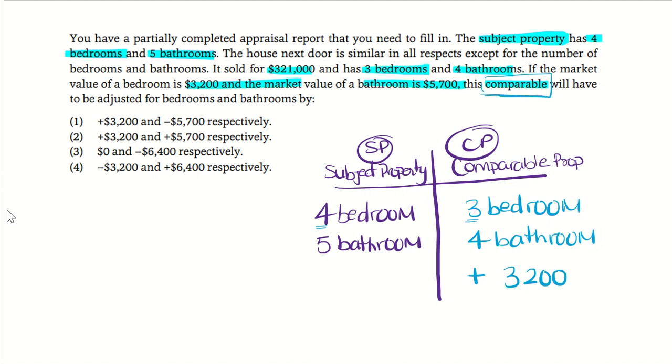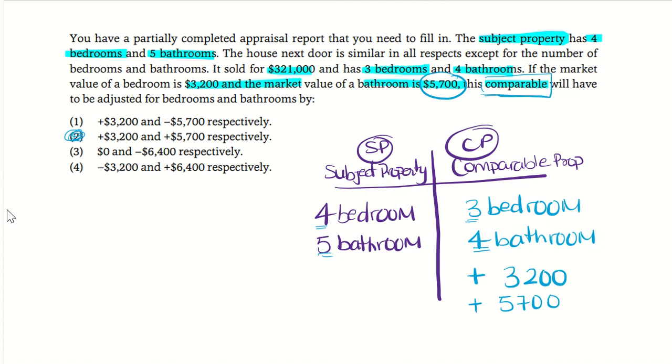Okay. Now, we have a 5 bathroom here and a 4 bathroom here. So now, are we adding or subtracting? Yes, we are adding. Adding what? The value for the bathroom, which is 5700. Okay, that's all you need to do. That means the right answer is number 2.